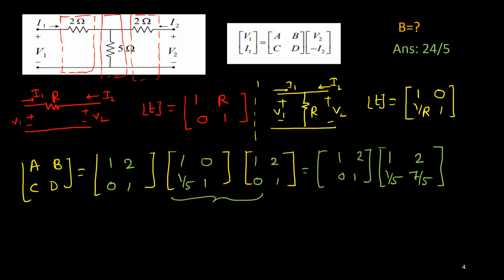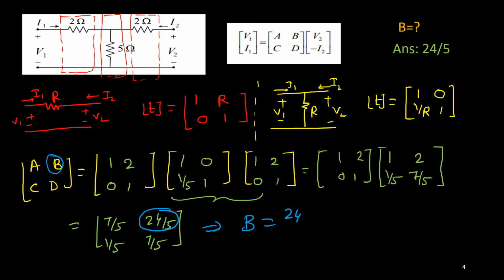right? And now if you consider this product, this is 1 plus 2 by 5, that is 7 by 5. The next one is 2 plus 14 by 5, which means 2 into 5 is 10, so 24 by 5. Then this is 1 by 5 and this is 7 by 5. That's all. So this is your B. Your question is, what is B? From here you can conclude that B is 24 upon 5. This is the answer. It should not take more than 1 minute, right?